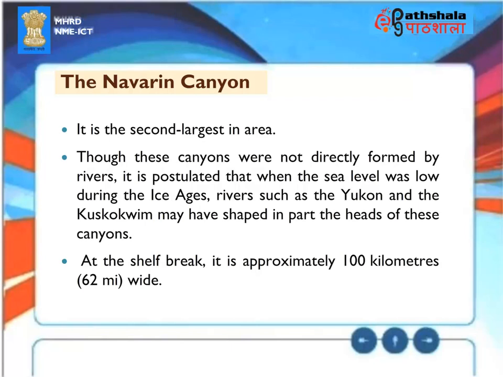Though these canyons were not directly formed by rivers, it is postulated that when the sea level was low during the ice ages, rivers such as the Yukon and the Kuskokwim may have shaped in part the heads of these canyons. At the shelf break, it is approximately 100 kilometers or 62 miles wide.